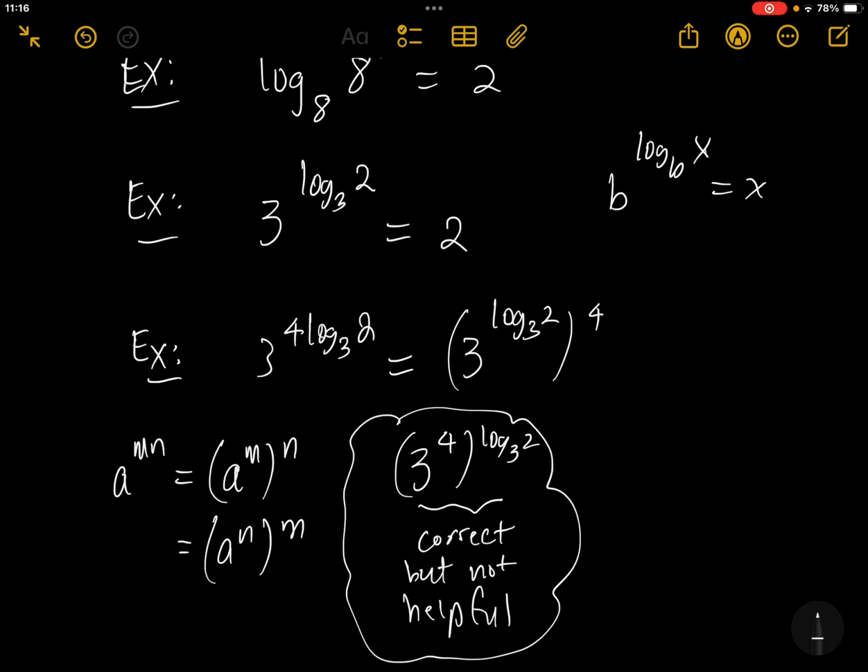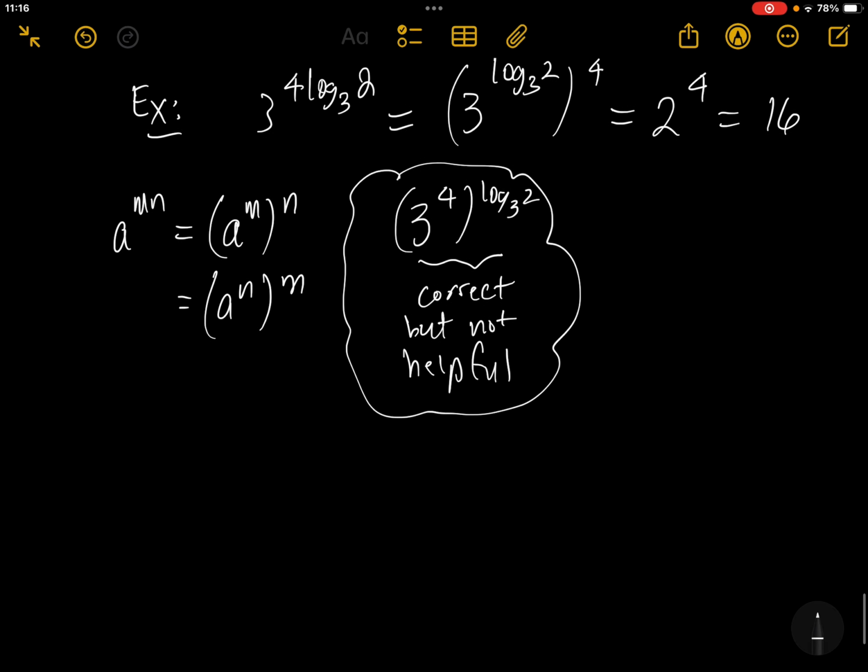Instead, we want this one, 3 to the log sub 3 of 2 raised to the 4th power, because we know what 3 to the log sub 3 of 2 is, that's 2, and then 2 to the 4th power is 16. So the answer is 16. This is an important thing to be able to recognize.